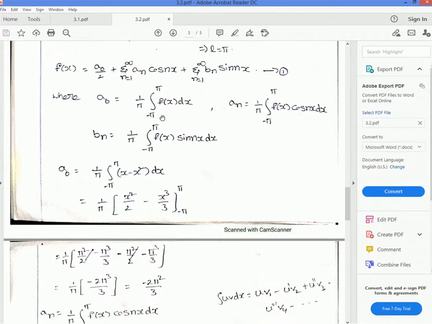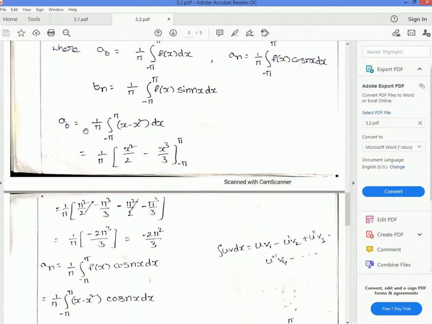a naught is 1 by pi, integral from minus pi to pi of f of x dx. a n is 1 by pi, integral from minus pi to pi of f of x into cos n x. b n is 1 by pi, integral from minus pi to pi of f of x into sin n x. What is the a naught value? 1 by pi, integral from minus pi to pi of f of x. What is the f of x value?